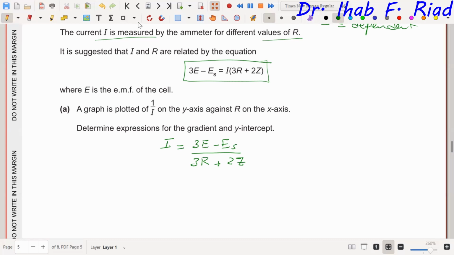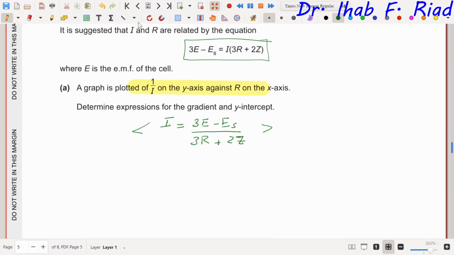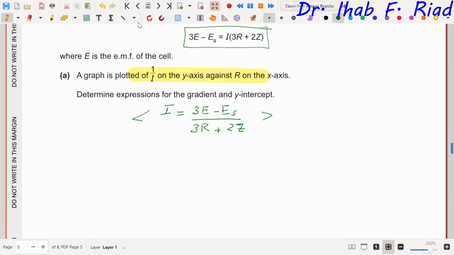So he's giving us kindly a hint. He's telling us a graph is plotted of 1 over I on the y-axis and R on the x-axis. So what should we else do to this equation? I can say 1 over I. Yes.